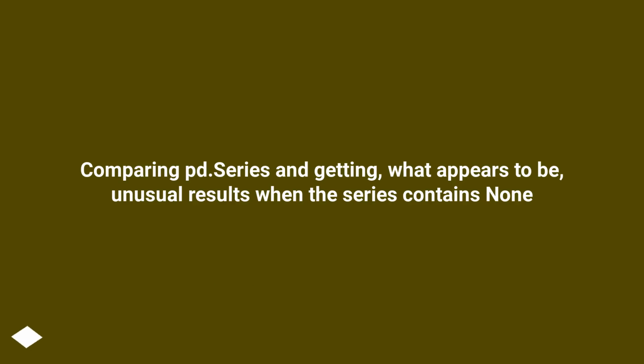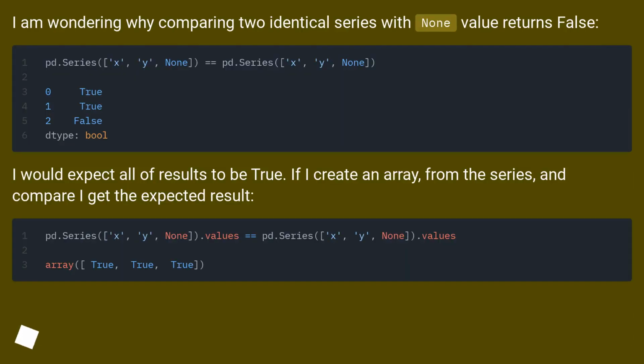Comparing pd.Series and getting what appears to be unusual results when the series contains None. I am wondering why comparing two identical series with None values returns False. I would expect all of the results to be True. If I create an array from the series and compare, I get the expected result.